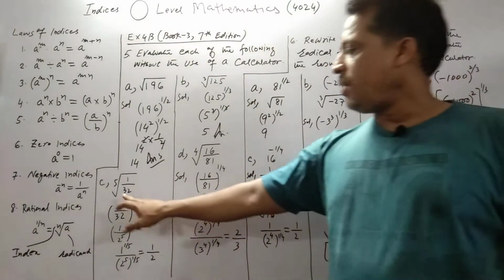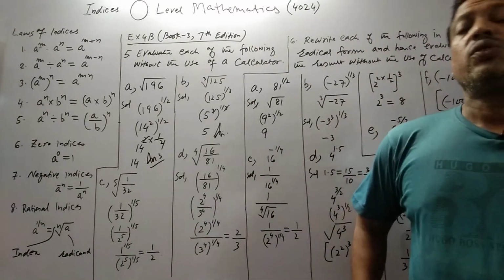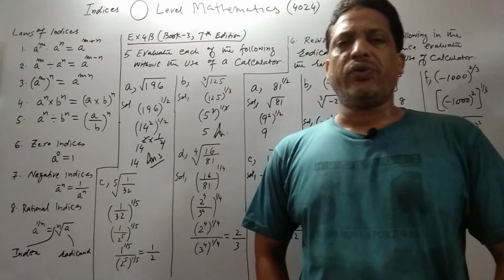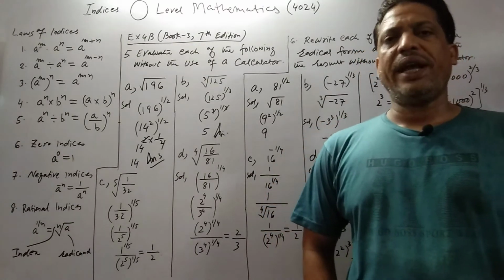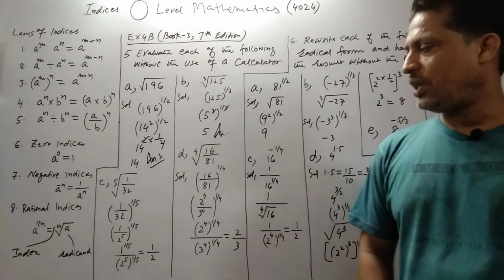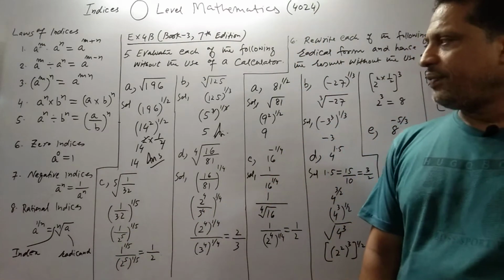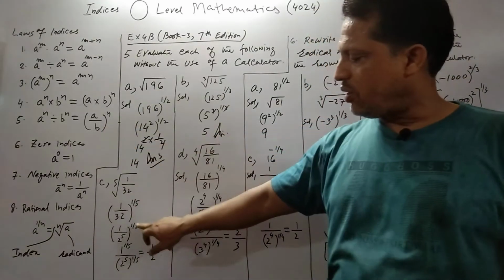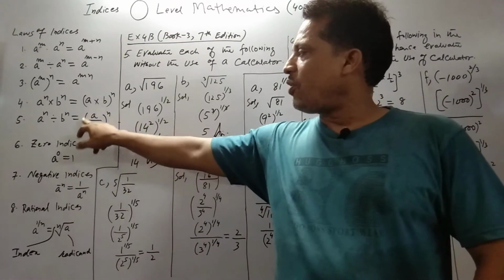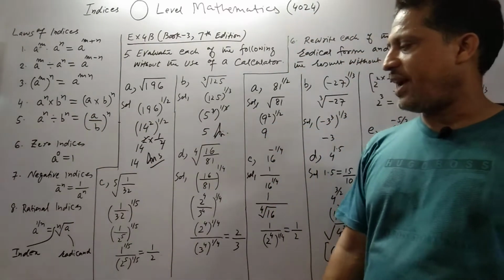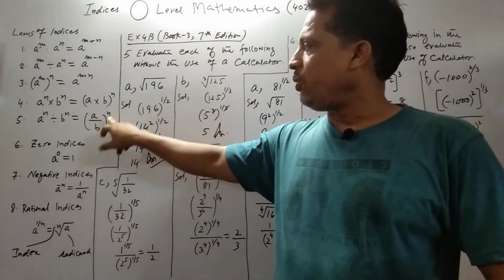Very easy. We can write 32 as 2 to the power 5. 2 to the power 5 means 2 into 2 into 2 into 2 into 2. 2 twos are 4, 4 twos are 8, 8 twos are 16, 16 twos are 32. We can write 1 upon 2 to the power 5. Now apply law number 5 on this indices. What is law number 5? If we have a upon b to the power n, we can apply a to the power n and b to the power n.